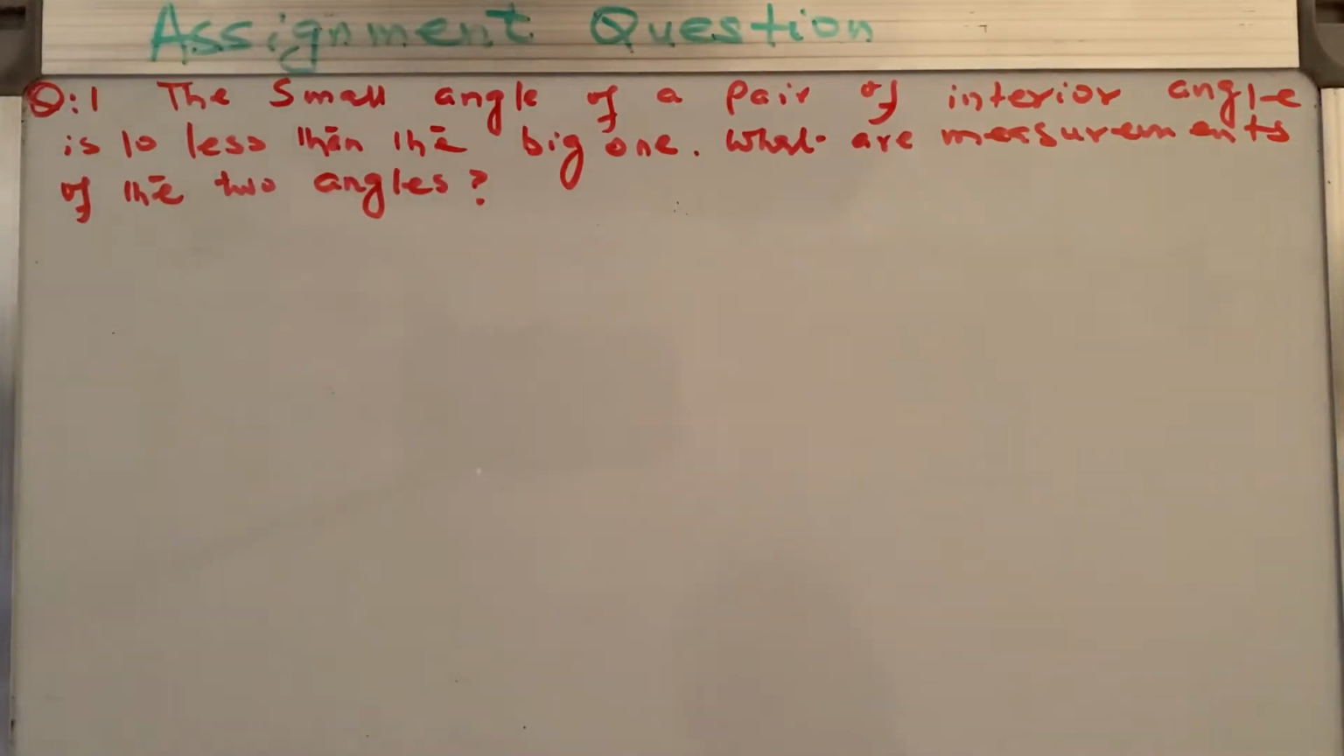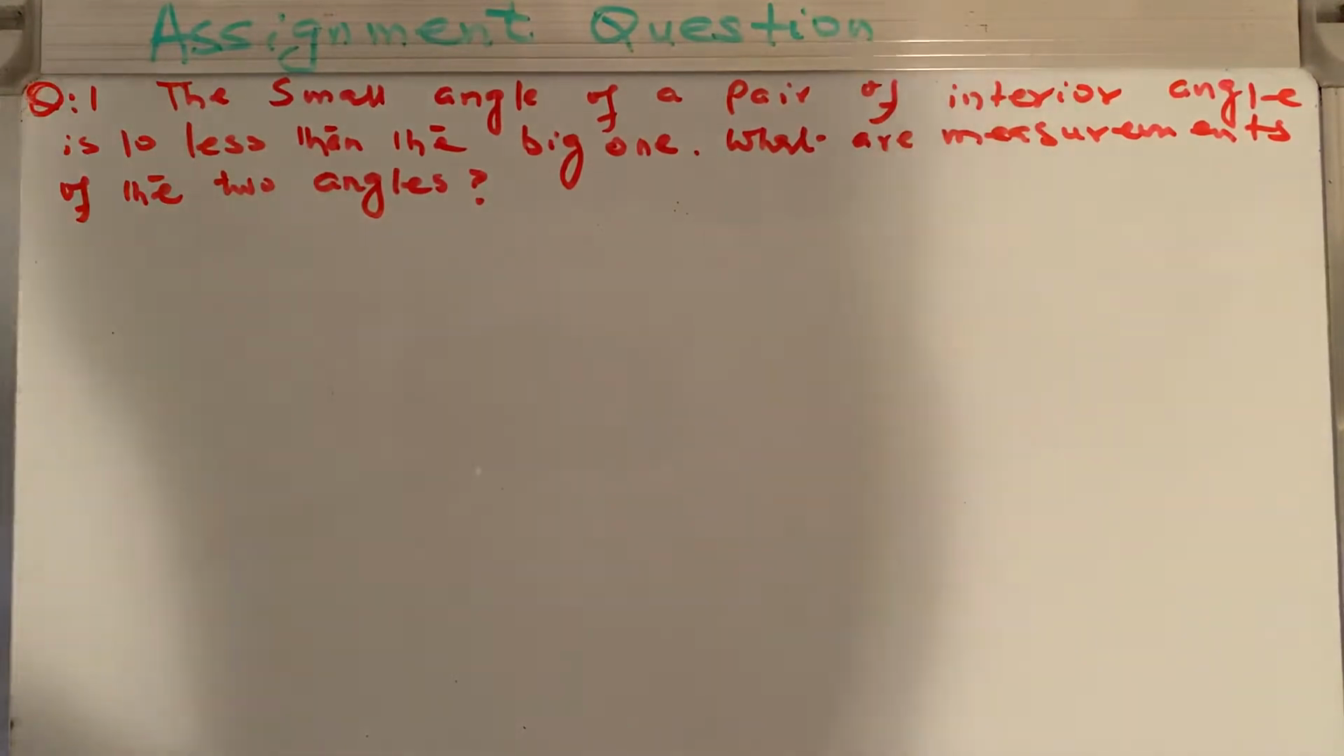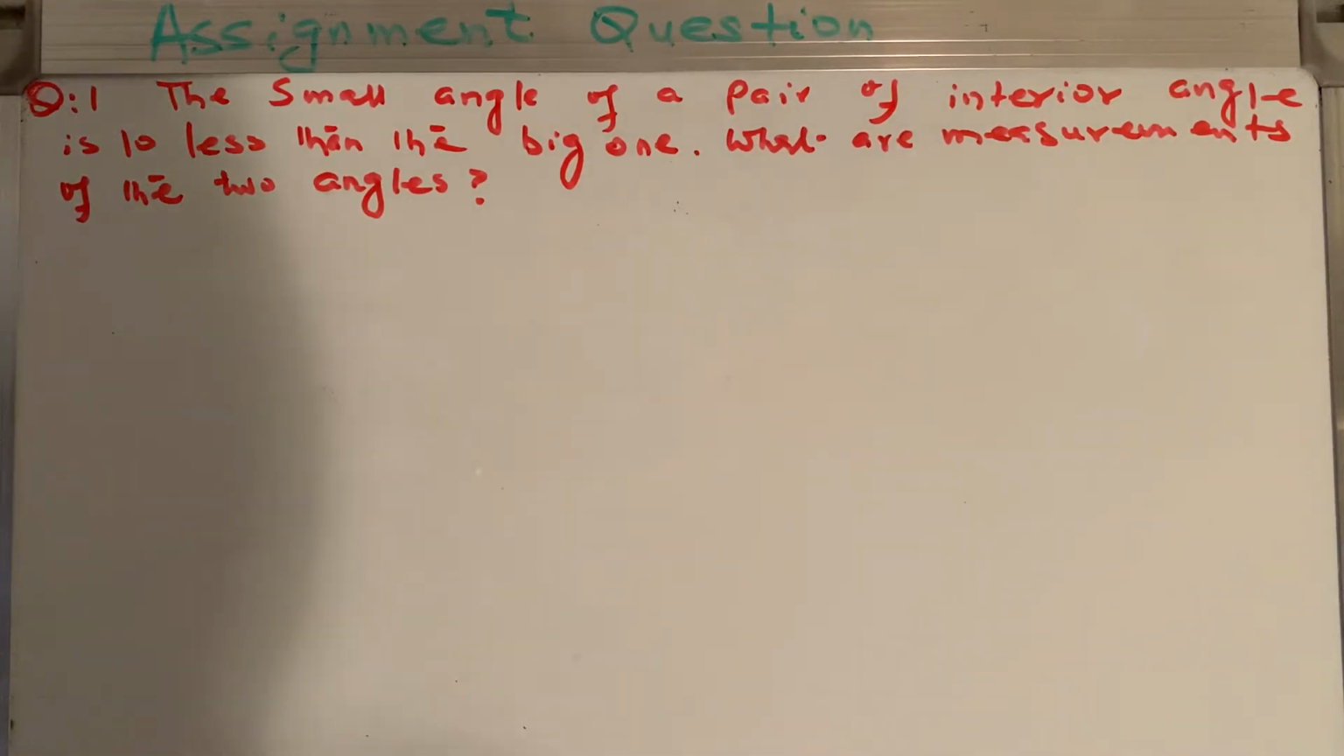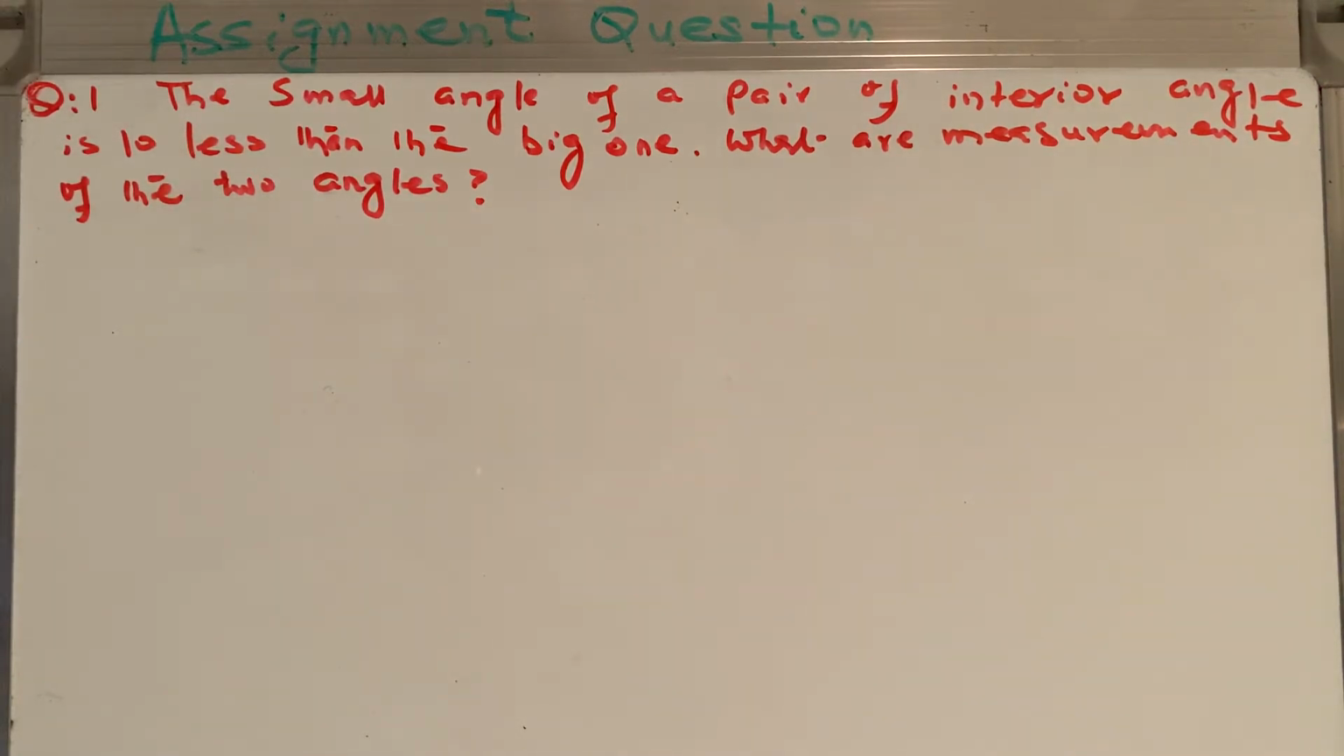Today we have an assignment question regarding the same topic which we were practicing in three of the previous lectures. The question is: the small angle of a pair of interior angles is 10 less than the big one. So there's a pair, right? Interior angles are always a pair. There are two angles, one smaller and one bigger, and he is saying that one angle is 10 less than the bigger one. What are the measurements of the two angles?